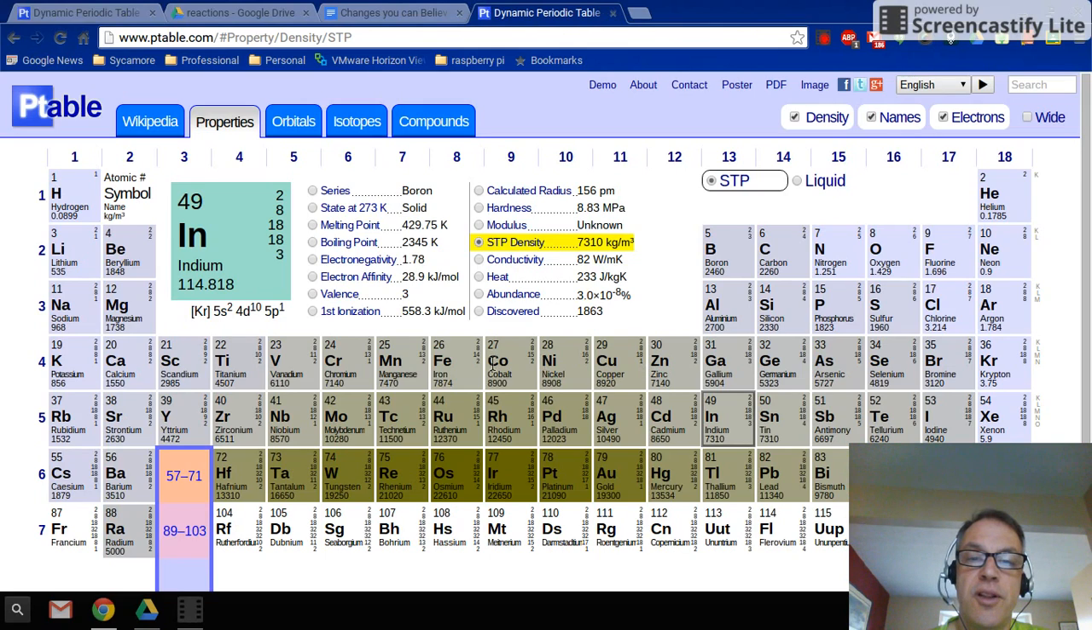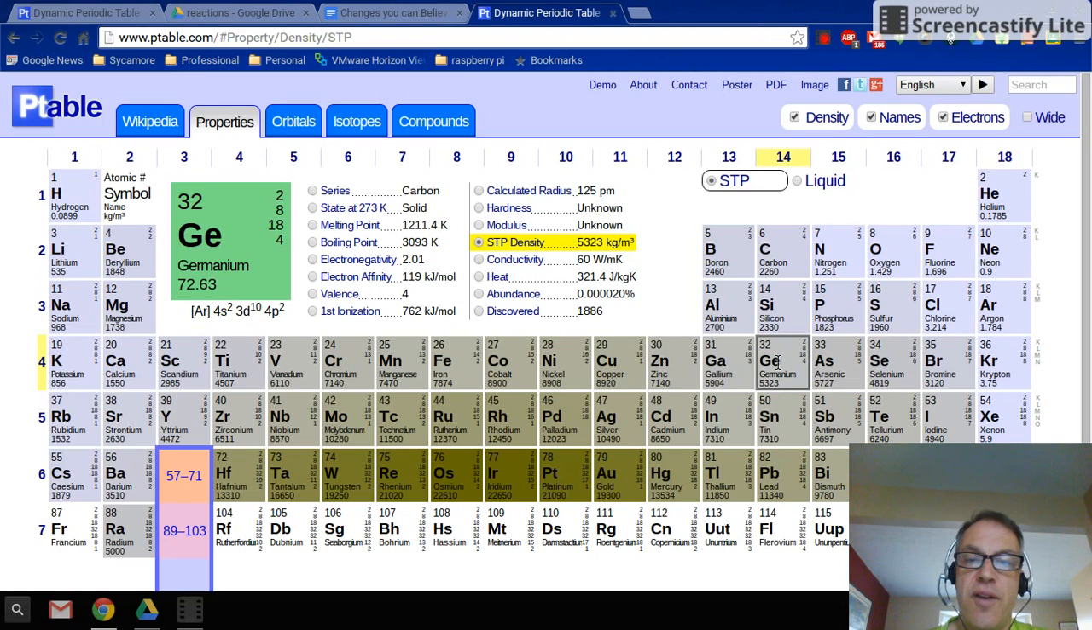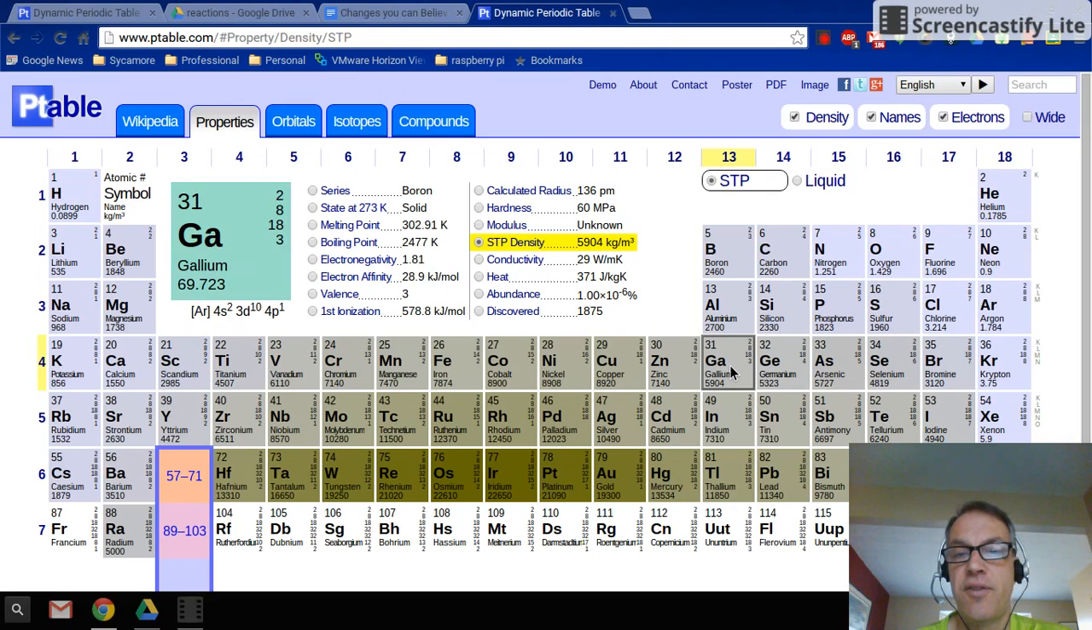Also going left to right, let's just do a quick check. Cobalt, 8,900, going down there, and then over here it goes down. So gallium would be somewhere between 7,140 and 5,000. So we know that the density of gallium, which by the time of Mendeleev had not yet been discovered, would be somewhere in between. If we check it, sure enough, it's about 5,904. And so what we tend to find is that these properties are like this. This happens all the time with all these properties.